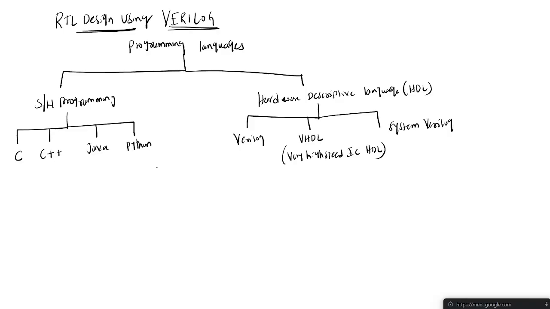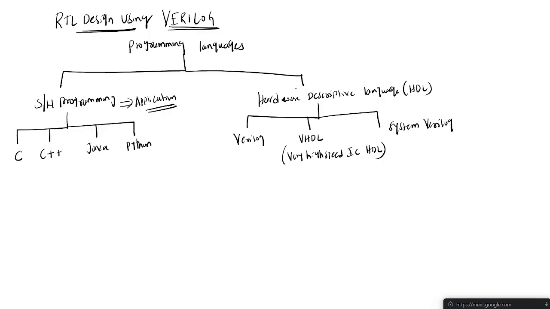This HDL we use for digital, for the coding of the chips. Software we use normally for software things. Software languages will not design the hardware. They just give the application. Suppose software languages like Java, Python, or C sharp are used for a bank application or railway ticketing. They will make the application and give it to the client. They will not make the hardware.